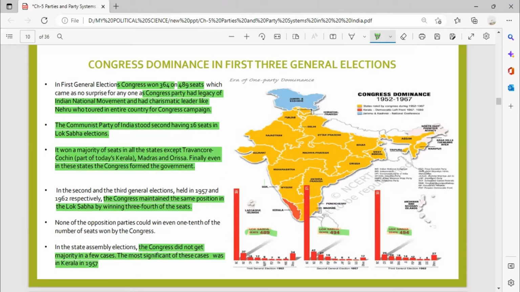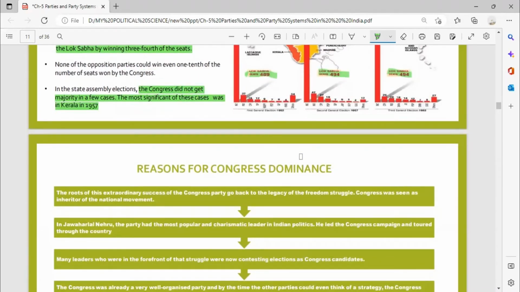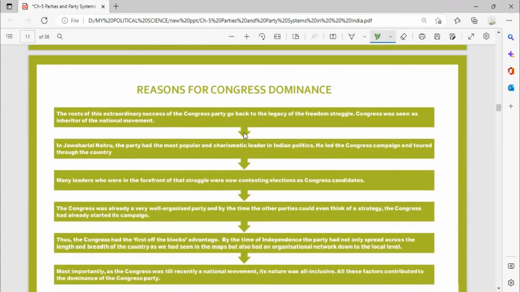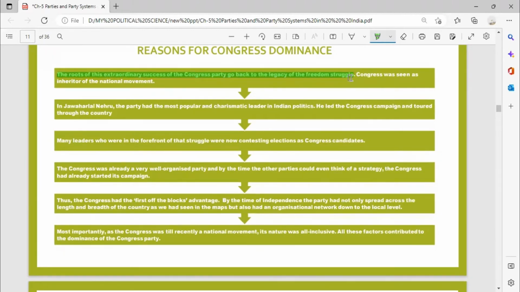So you need to understand how things have gone. Now, probably things are clearer. So why did Congress dominate? What was the reason for the Congress's dominance during this time period? The root of this extraordinary success of the Congress party goes back to the legacy of the freedom struggle. The first thing was that people thought we had got freedom because of the Congress, and Congress was seen as the inheritor of the national movement. That's why people were always with Congress. Second, in Jawaharlal Nehru, they had the most popular and charismatic leader in Indian politics. He had led the Congress campaign and toured the entire country.